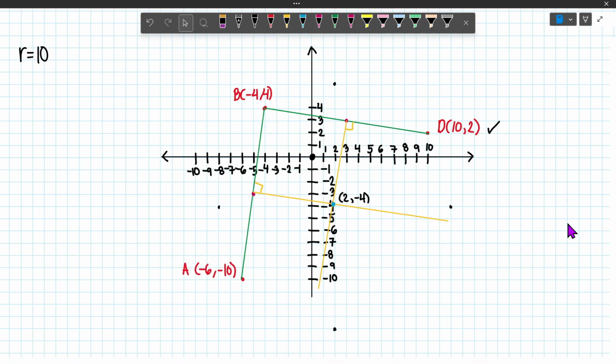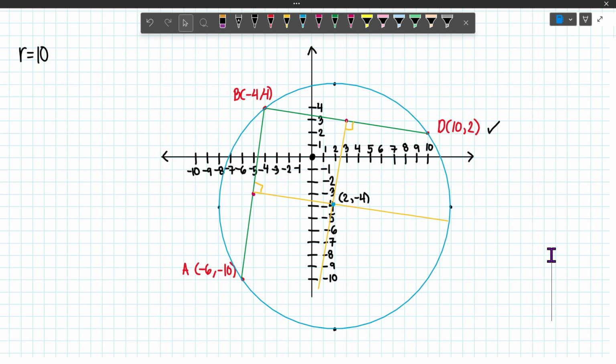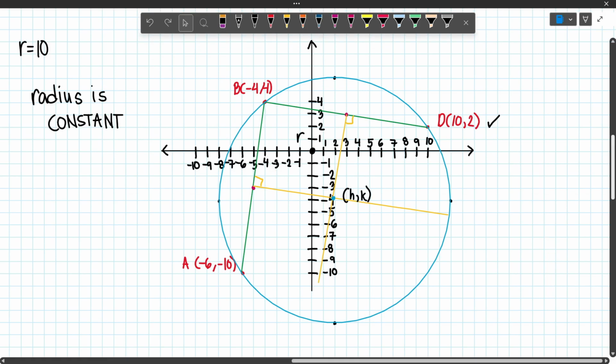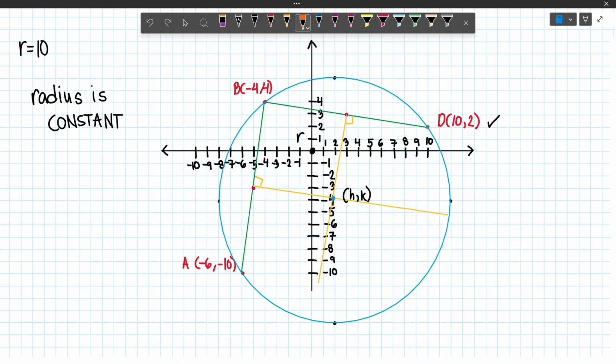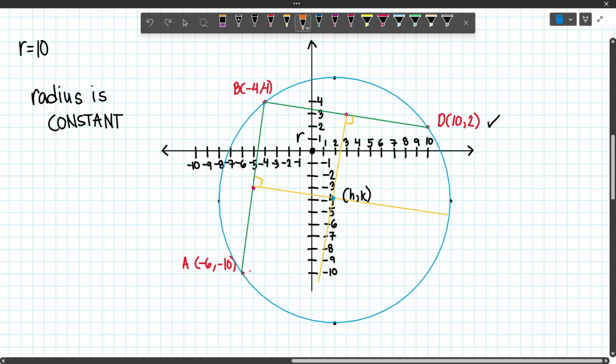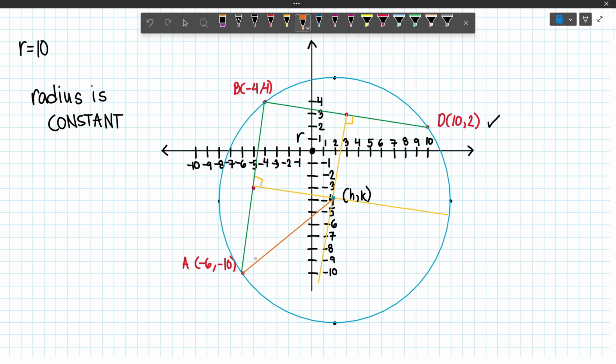Now let's try to draw a circle and see if it touches these points. So as you can notice, our circle touches the 3 given points and the points 10 units from the center. Now, because we know that our radius is constant throughout our circle, we can form lines from our points A, B, and D toward the center, and that would be our radius. So let's try to draw a line from point A to the center. So this will be our radius.